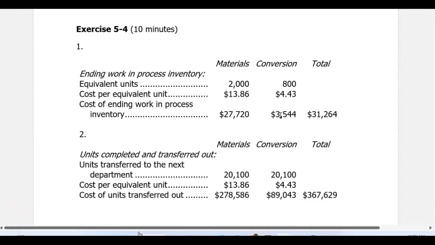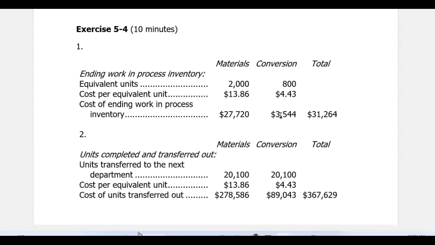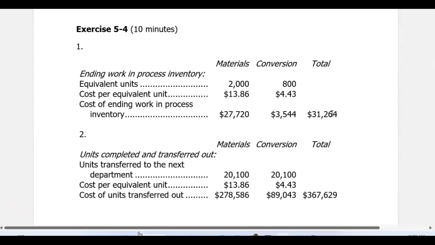Combined work in process ending for the period is $31,264 showing as balance. Work in process for this department, ending balance is $31,264. If you want to see the details, obviously you look at these details.